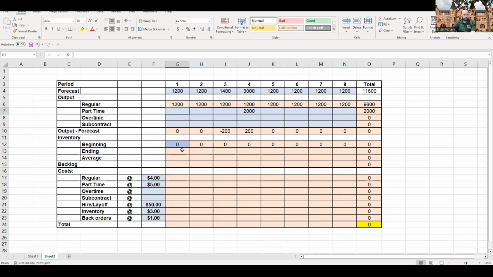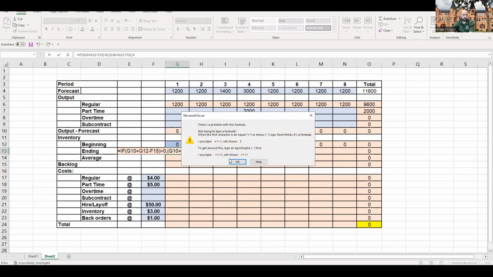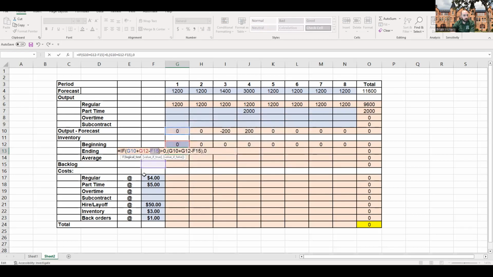Okay, so let's keep working on it. I'm going to do the equals if statement again. So equals if output minus forecast plus what I have in inventory minus what I've got to cover in backlogs is greater than 0. Then show me exactly that. Show me what output minus forecast plus, oops, I need to open parentheses. Output minus forecast plus beginning inventory minus backlog. Otherwise, show me a 0. Okay. What did I do?